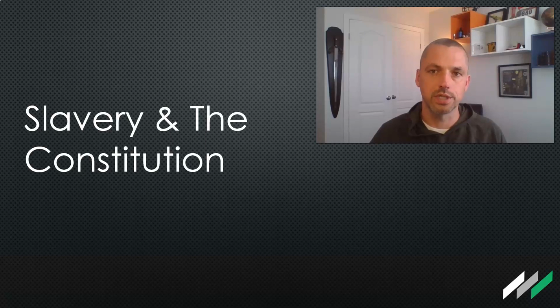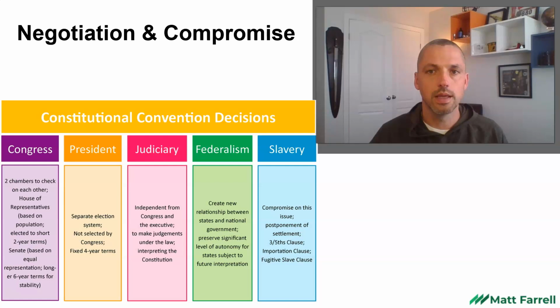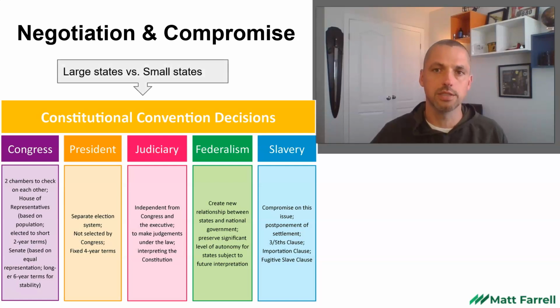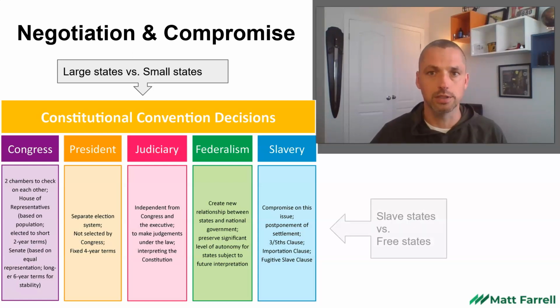In this video, we're going to talk about the role of slavery at the Constitutional Convention. At the convention, one of the big cleavages was between large states and small states. Could they negotiate an agreement that would produce a system of government that allowed for the protection of both of those interests? And they came up with a republic, which was a federal system that separated powers between three different branches of government. However, there was another cleavage that emerged at the Constitutional Convention.